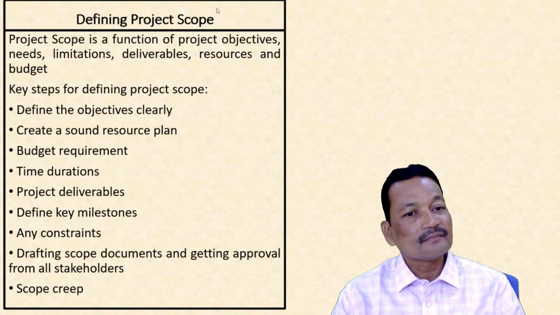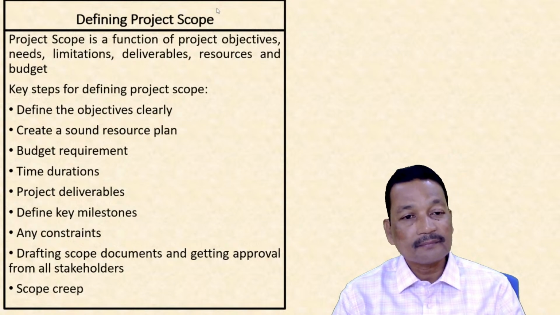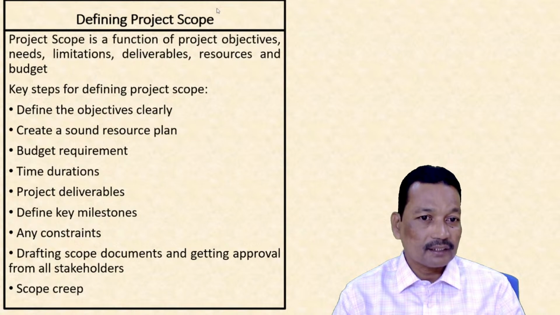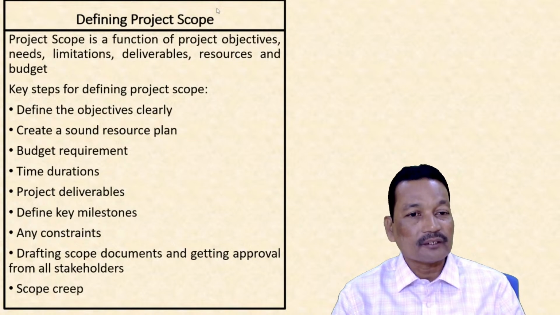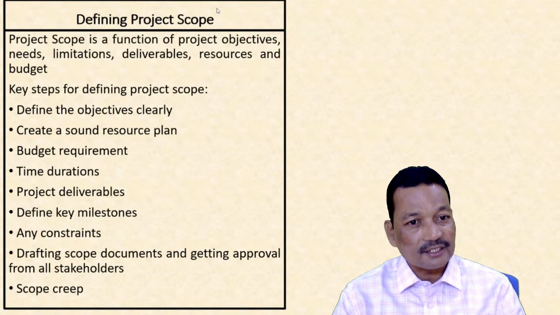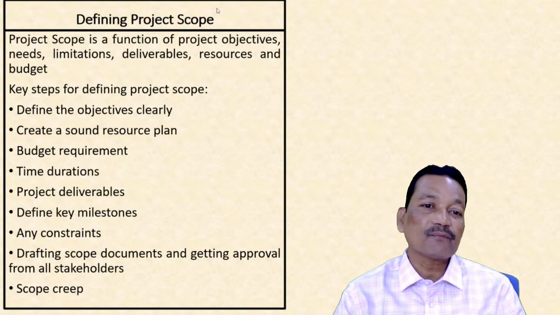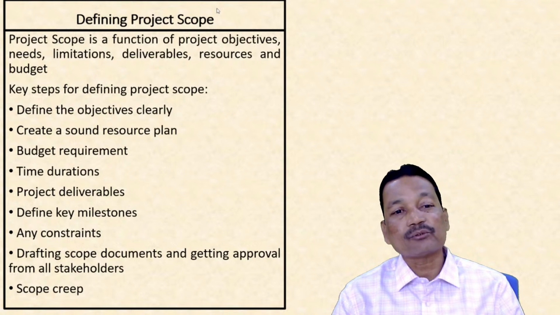Second is, we should create a sound resource plan. Now, what do I mean by a sound resource plan? The resources for a project, in terms of human resources and material resources, are required. We should plan for where we shall get the resources. Is it there with the project organization, or are we going to procure it from outside, or is it going to be supplied by some outside vendors?